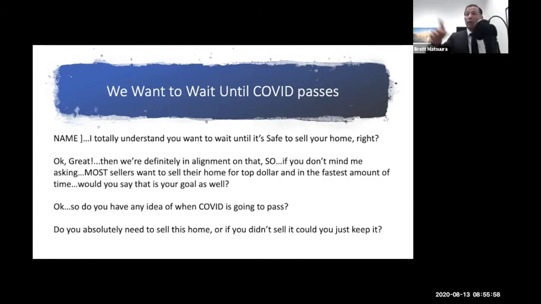Humor. A seller would have laughed at that because it's so absurd. Nobody wants to sell that way except those people who list their price, if it's worth $1 million, for $2 million. Those people want to sell it in the slowest amount of time, but not for way too much money. Okay, getting back on point.